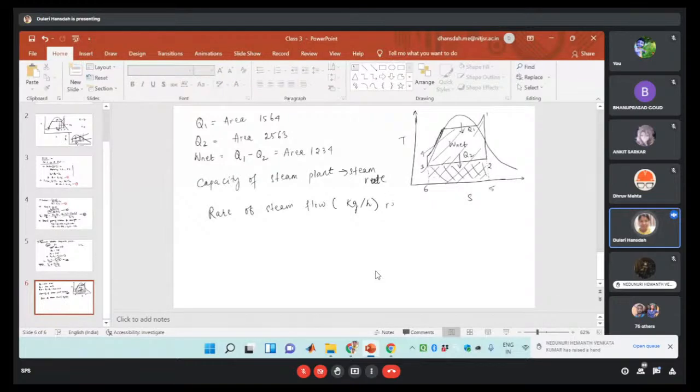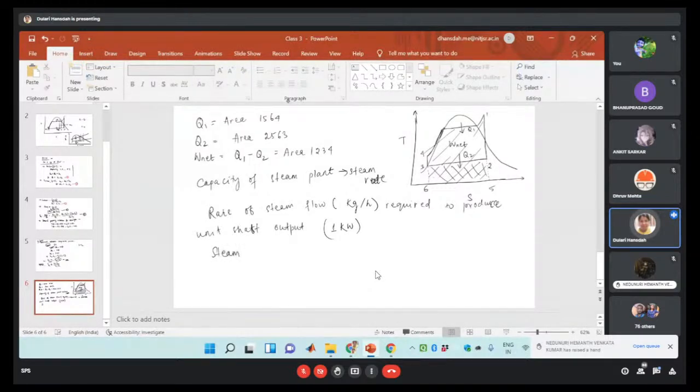Steam flow required to produce unit shaft output. Unit shaft output means 1 kilowatt of net work output. How much steam flow there is for that is what we call the capacity of the steam plant. So that is also known as your steam rate.